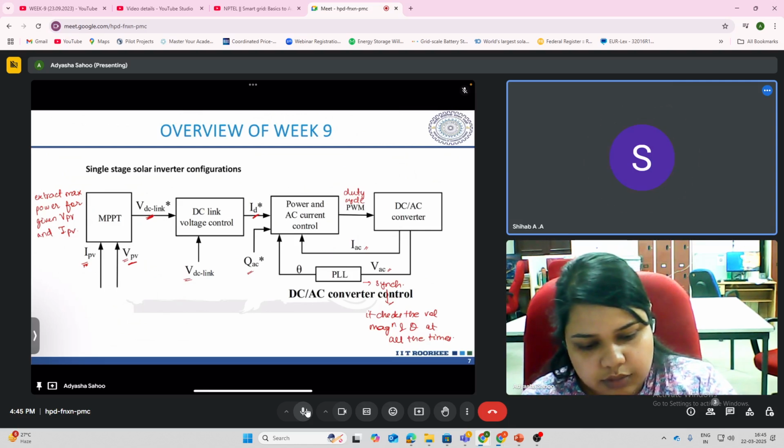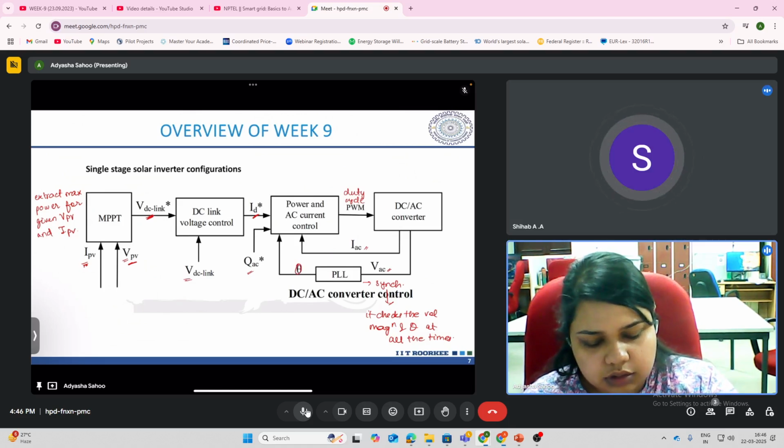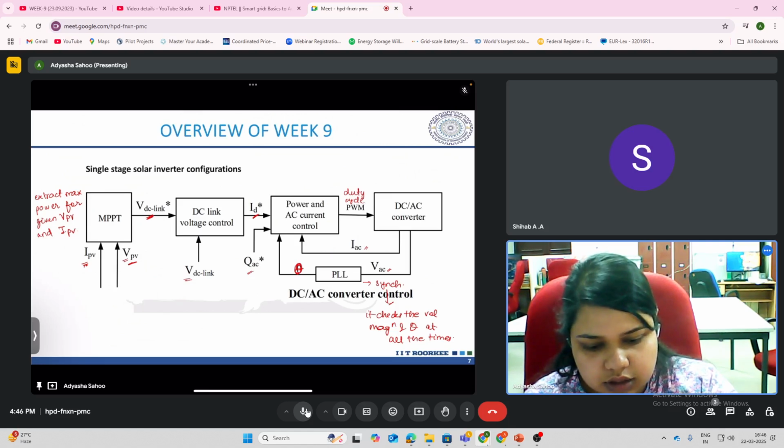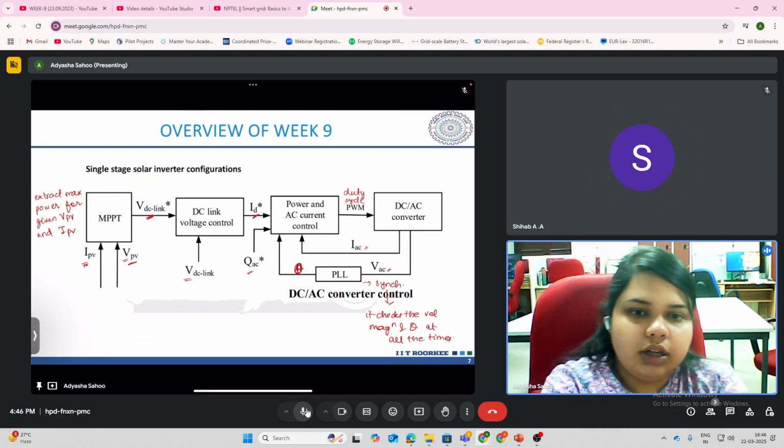Yes, V magnitude, as I said, and the theta. But for theta, we can then vary it if it is not in synchronism. Basically, we can use this theta to maintain the synchronism.